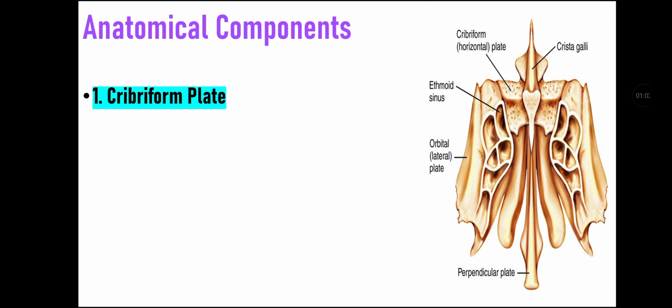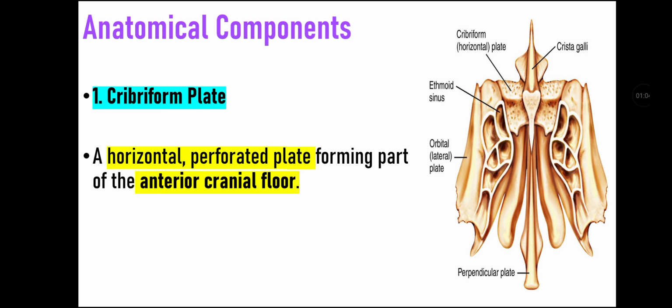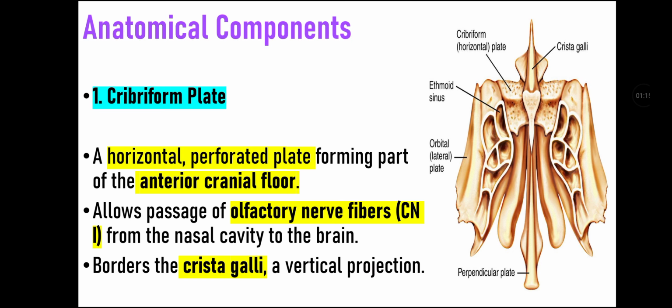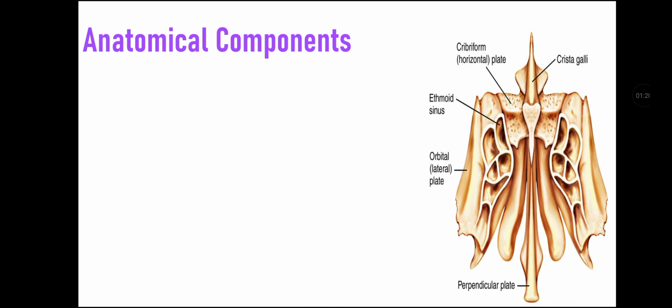The first is cribriform plate. As you can see here in the diagram, it is a horizontal perforated plate that forms part of the anterior cranial fossa. It allows passage of olfactory nerve fibers from the nasal cavity to the brain. They border the crista galli, that is a vertical projection.